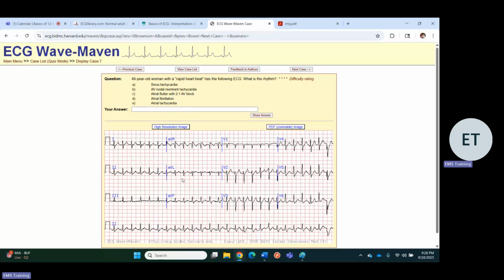It does look AVNRT-esque here. I'm going to say AV nodal reentrant tachycardia. That's my primary guess. This will be my secondary guess. I'm going to give this 60% certainty, maybe 70. And I don't know, it kind of looks like it has a couple things of both.